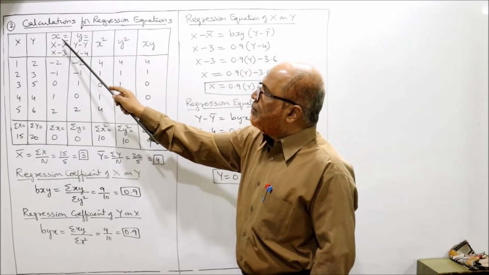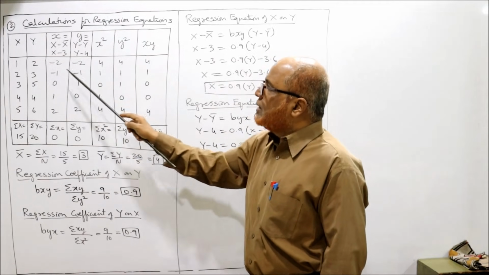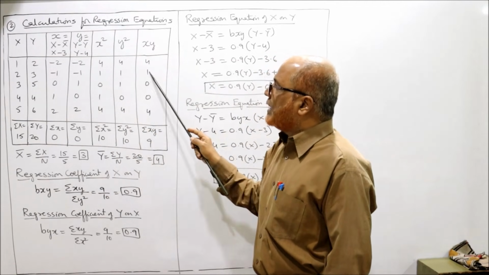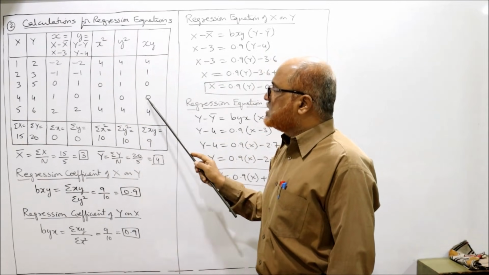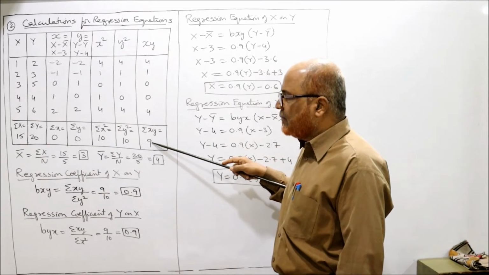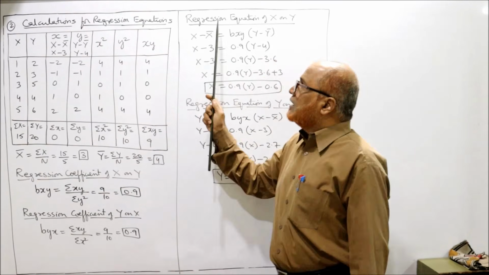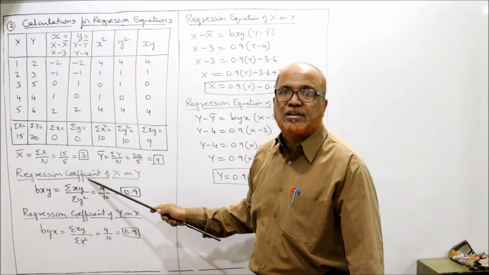Now multiply x into y. Minus into minus is plus, 2 2s are 4. Minus into minus is plus, 1 1s are 1. 0 into 1 is 0. 1 into 0 is 0. 2 2s are 4. Now take the total, you are getting 9. Summation xy is 9. So before calculating the regression equation, first you must calculate the regression coefficient.